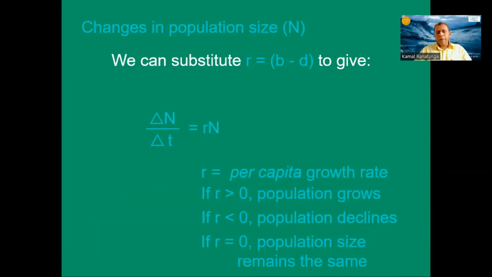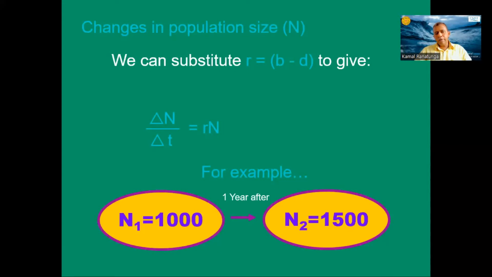Now, you can use this equation for a real population. For example, say there is some group of butterflies in a garden where the first year the population size is 1,000. Then the year after, the population size is 1,500. Now, using this equation, delta N divided by delta T equals R into N, you should be able to calculate the R. You know the delta N, you know the delta T, you know the present population size, then you can easily calculate this R.